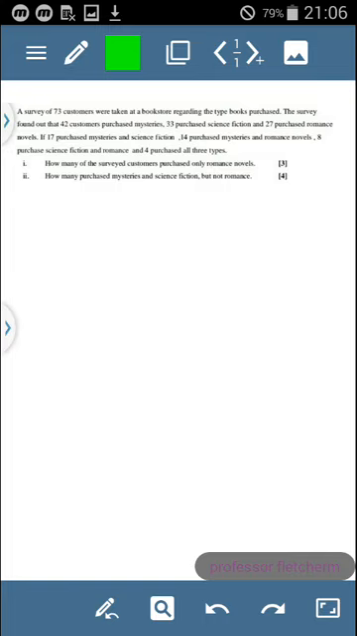The second one says, how many purchased mysteries and science fiction but not romance? Well, this is a very interesting set problem. Usually it's easy to draw a diagram of this, but an easy way to tackle this one would be to note these values.